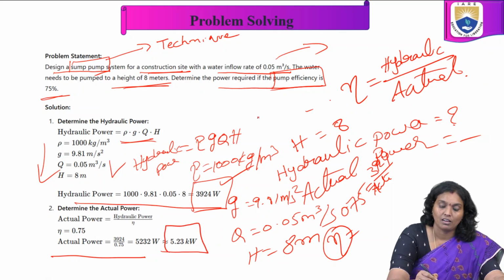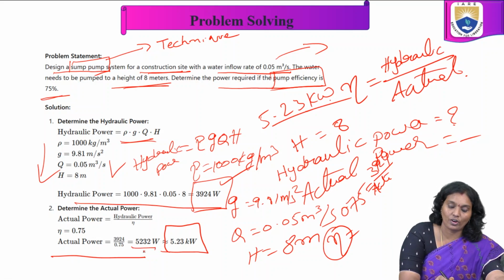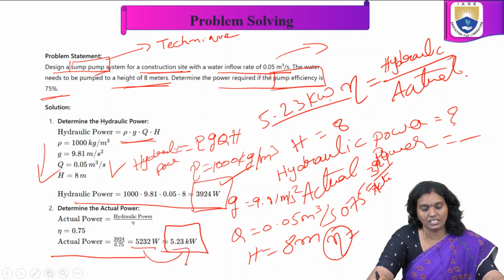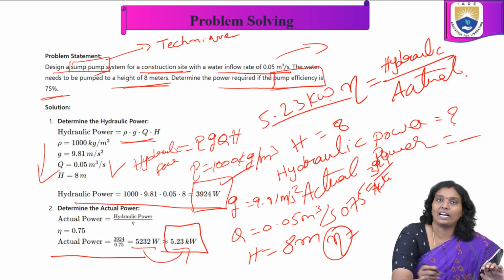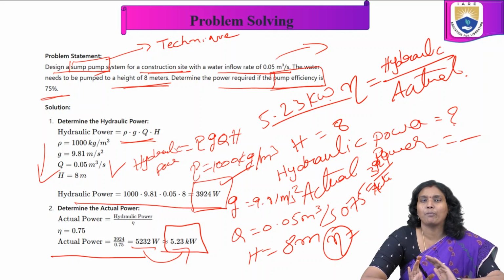It is nothing but 5.23 kilowatts. So we calculated it in watts, and we change it into kilowatts, which is equal to 5.23 kilowatts. Like this we are understanding this sump pump. So we are pumping as per the pumping efficiency.